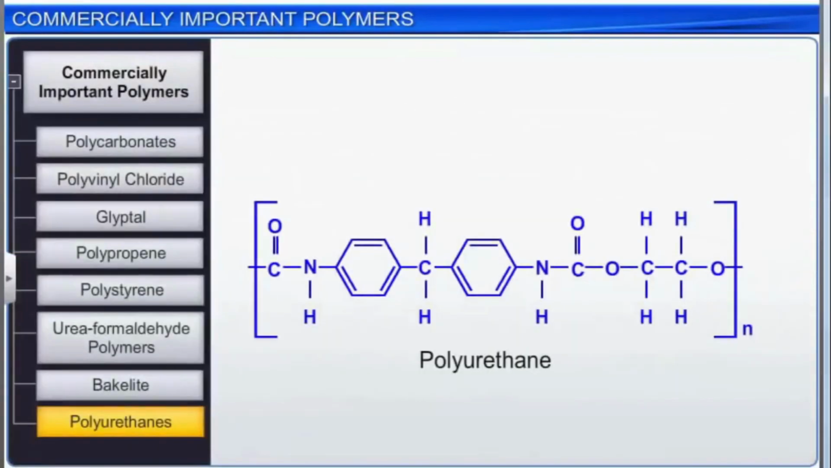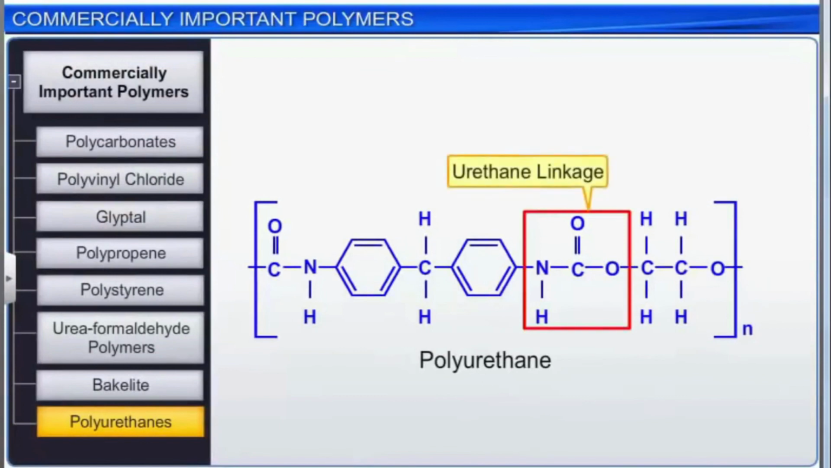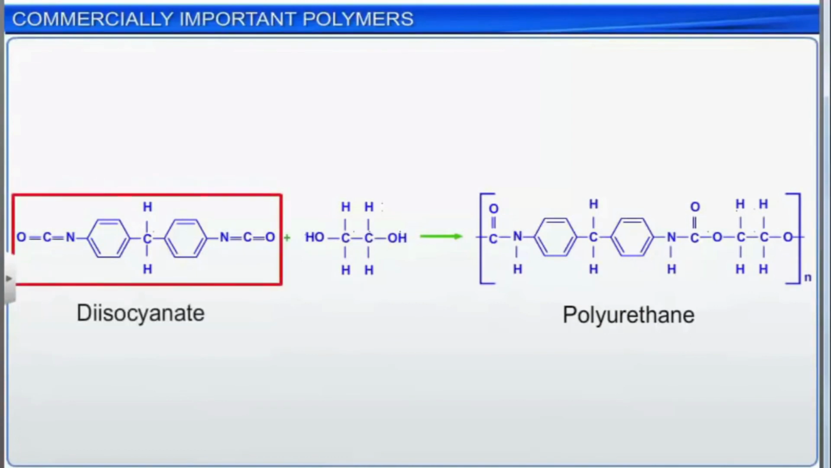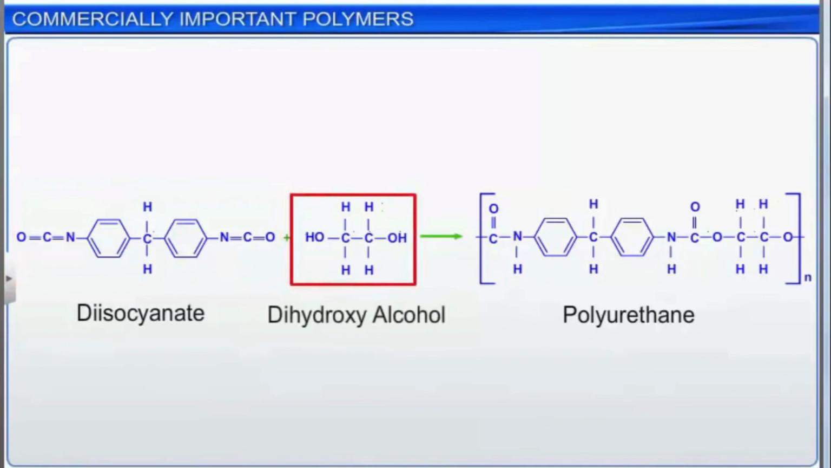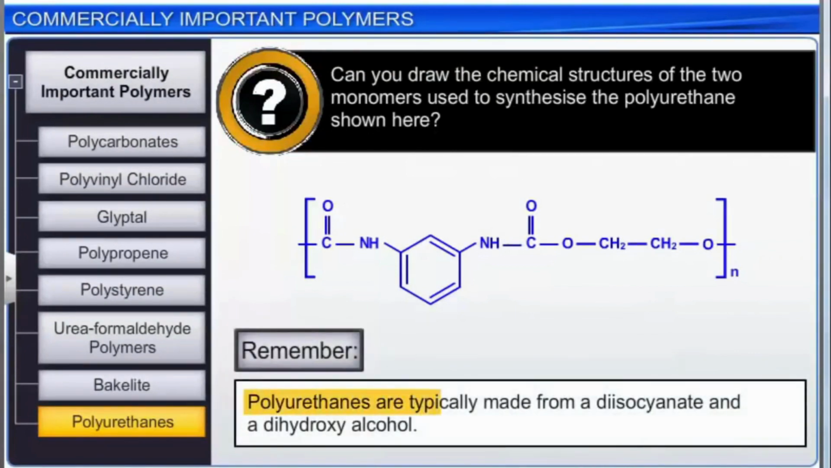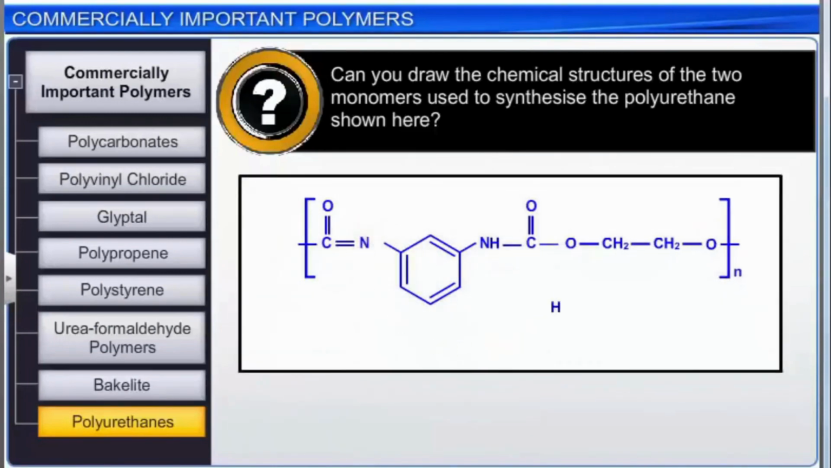Polyurethanes are a class of polymers with a urethane linkage. The formula for a simple polyurethane is shown here. In general, they are made from two monomers, a diisocyanate and a dihydroxy alcohol. Can you draw the chemical structures of the two monomers used to synthesize the polyurethane shown here? Remember that polyurethanes are typically made from a diisocyanate and a dihydroxy alcohol. Working backwards from the polymer structure, we can draw these two structures.